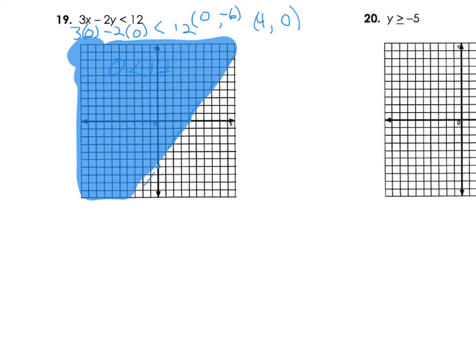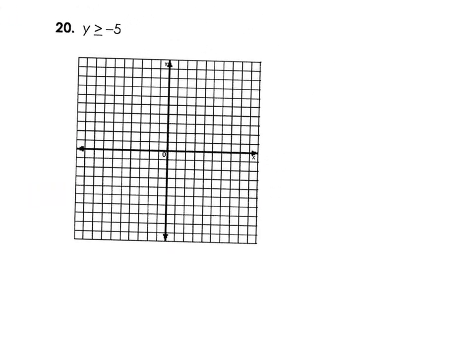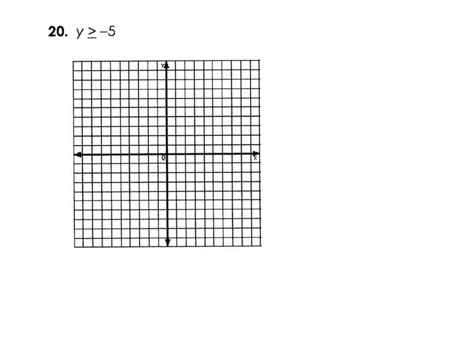Let's move on to number 20. Number 20, y is greater than or equal to negative 5. So this has no x value, so I know it will never cross the x-axis. That means it has to be a horizontal line that crosses the y at negative 5: 1, 2, 3, 4, 5. And this one is going to be a solid line.